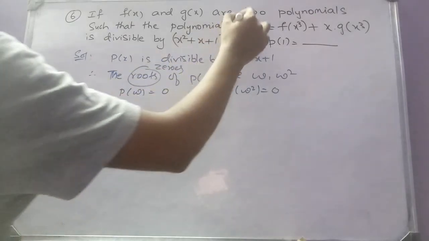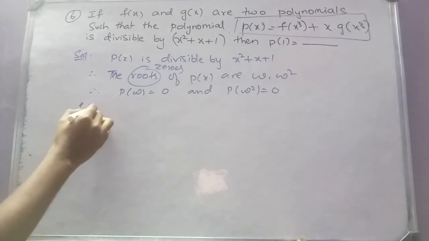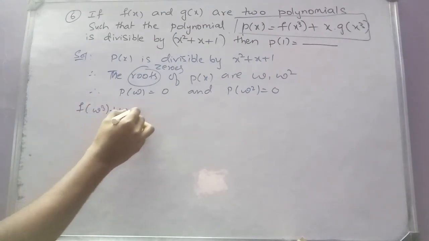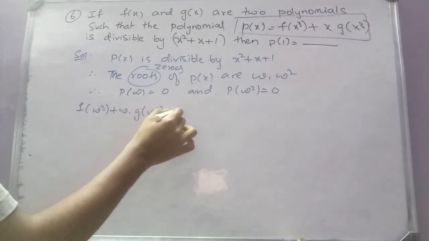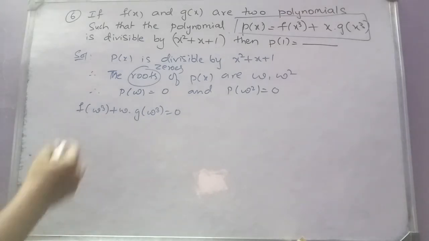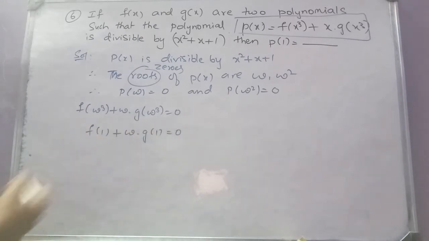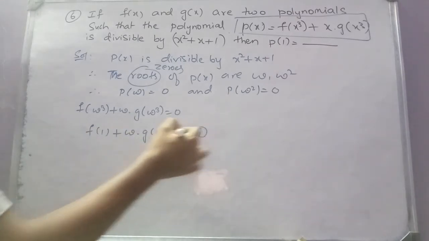So go to this equation. Now substitute. P of omega means what? F of omega cube plus omega into g of omega cube equal to 0. We know that omega cube is equal to 1, right? So f of 1 plus omega into g of 1 is equal to 0. Call this as equation number 1.